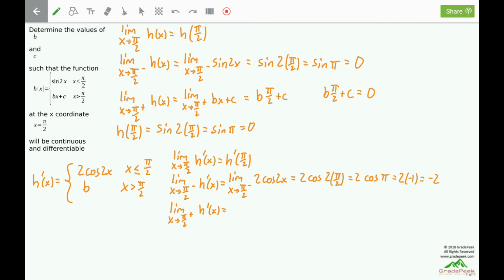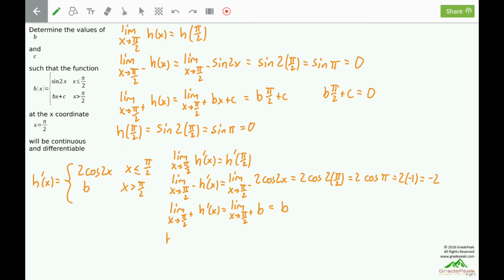Let's work out the right-sided limit. The right side of pi over 2 means greater than pi over 2, and that means we will use this expression for h prime of x. B is a constant, and the limit of any constant is just a constant, so that will still be a b.